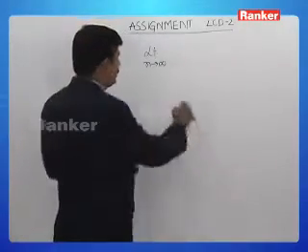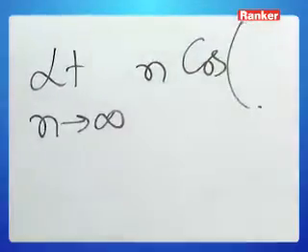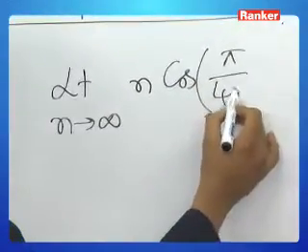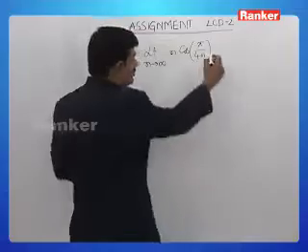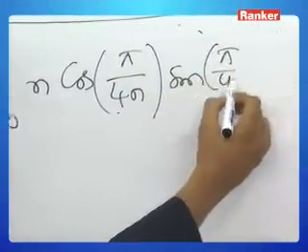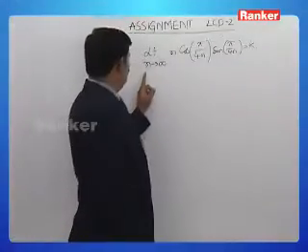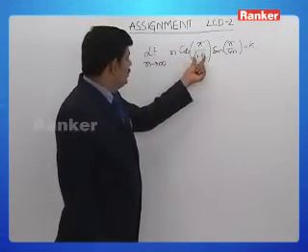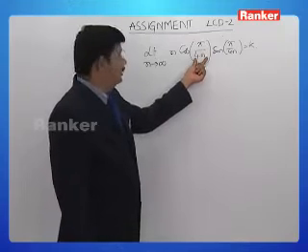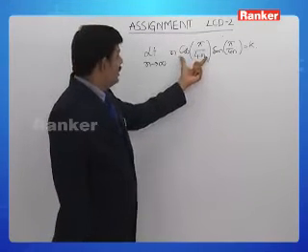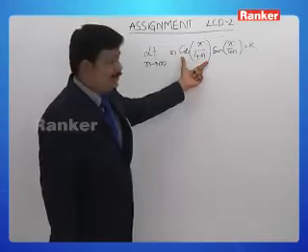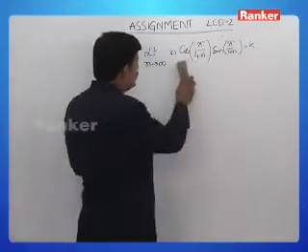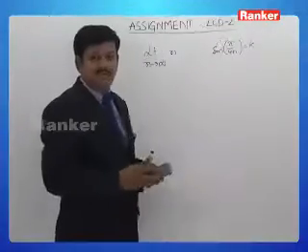Limit n tending to infinity. As n tends to infinity, we all know 1 by n tends to 0. So, let us look at the question: n into cos of pi by 4n into sin of pi by 4n is given to be k. We know that as n tends to infinity, 1 by n tends to 0. So, pi by 4n as n tends to infinity tends to 0. Cos of any number tending to 0 is 1. So, cos of pi by 4n we can replace it with 1.